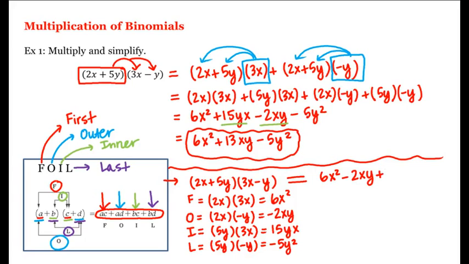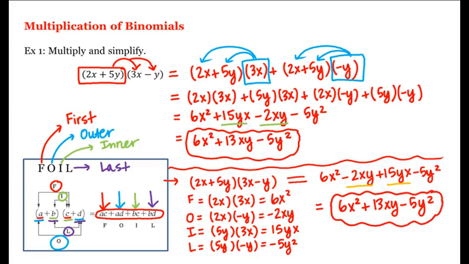2xy plus 15yx minus 5y squared. And again, negative 2xy and 15yx are like terms, so we can combine them, which gives us the same answer of 6x squared plus 13xy minus 5y squared. So FOIL is a quick way to do distributive multiplication of two binomials.